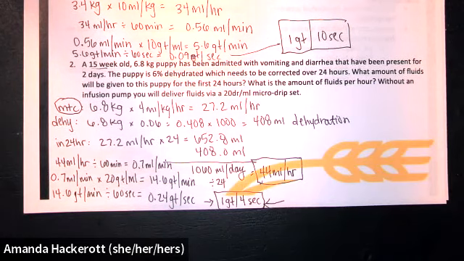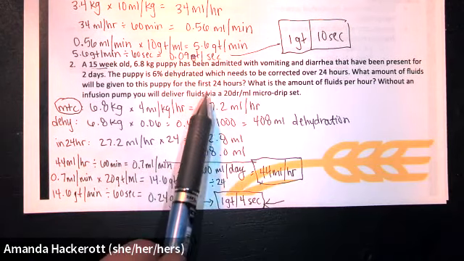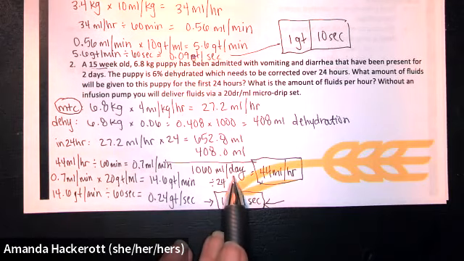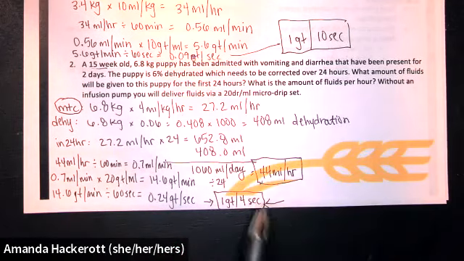Okay, so we answered everything. What's the amount of fluid for the first 24 hours? That was our 1060 mil per day. What is the amount of fluids per hour? That's our 44 mils per hour. And then our drip set, or drip rate rather, is 1 drop in 4 seconds time.